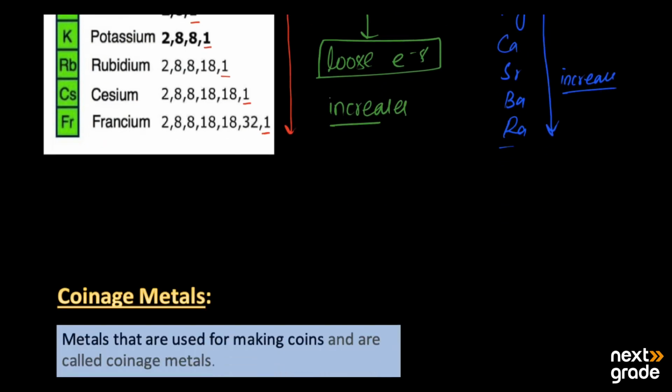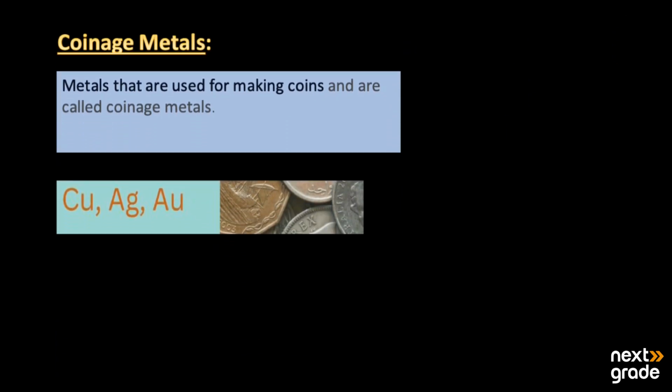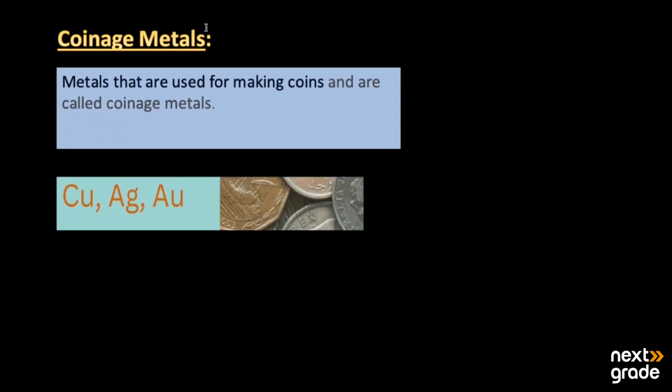Now we will discuss some important metals. These metals are mainly known as the coinage metals. What is the meaning of this? They are the metals that are used for making coins, and they are of great importance in the industries. The coinage metals are of three types. The first one is copper, then we have silver, and we have gold, which is known as aurum.